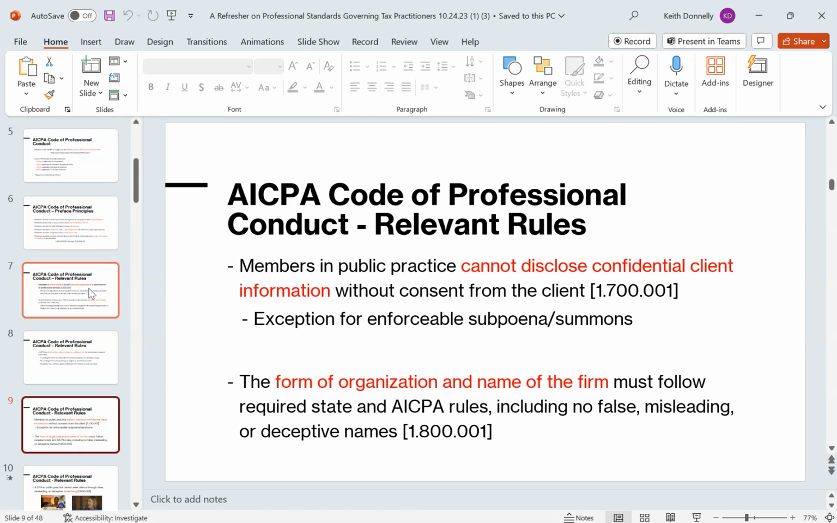Next thing here, you have to keep client information confidential. You can't be blabbing about your clients outside of the office. There are exceptions for this. The most notable is going to be like a subpoena or a summons.